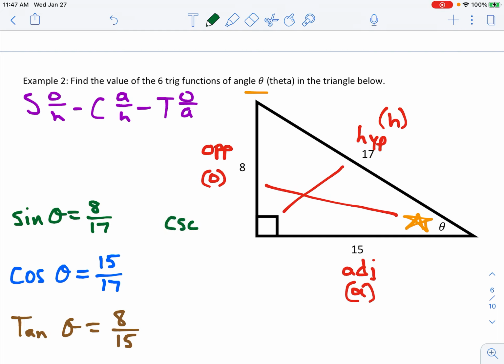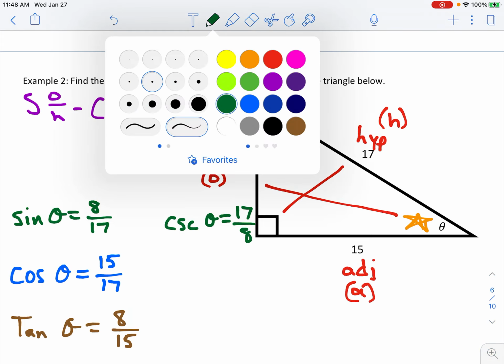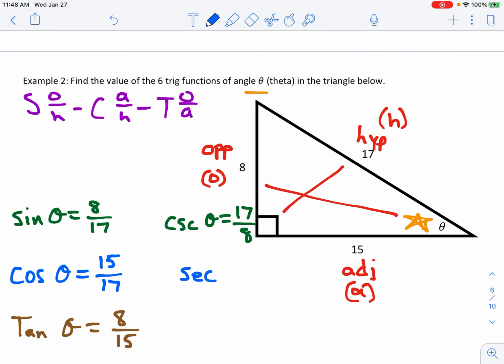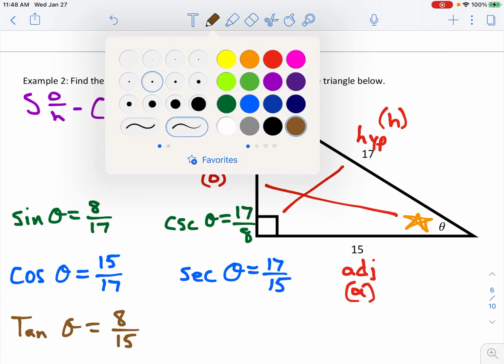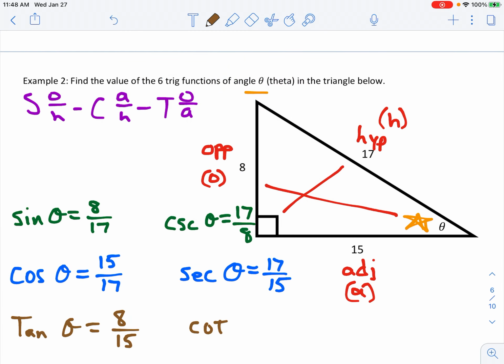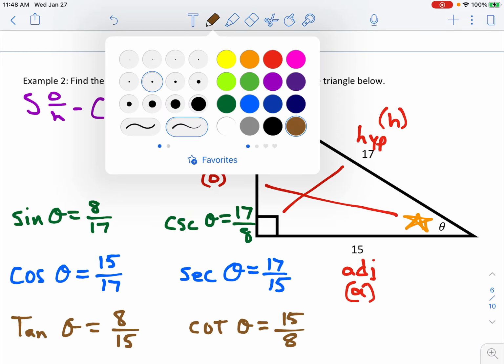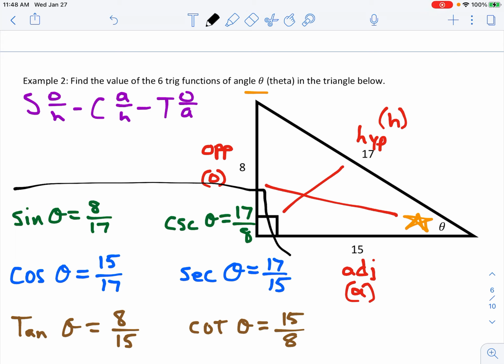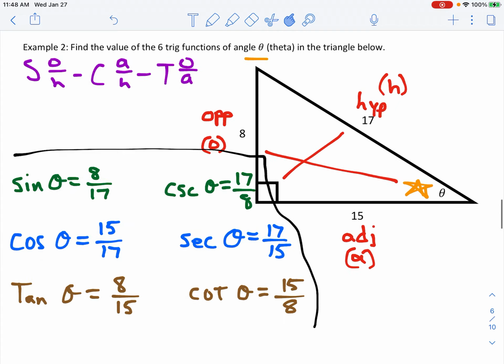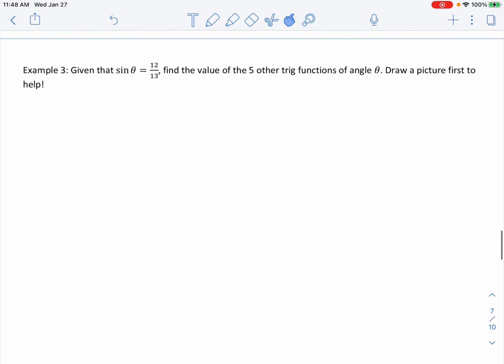Remember, cosecant is the reciprocal, or it's flipped. Remember, secant is the reciprocal of cosine, so let's flip it. And then last, remember, cotangent is the reciprocal, so let's flip it. We now have listed the 6 trig functions for this picture. All right, today we're just trying to list the functions. We'll eventually look at how we're going to solve these. All right, let's go to another example and let's look at how I can give you this from just a word problem.